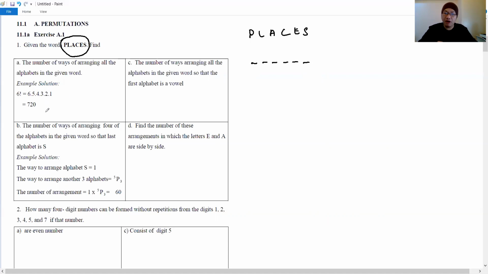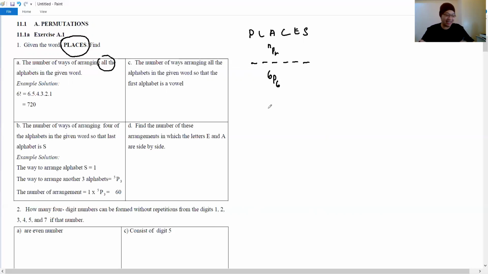Now, if I want to use the formula of NPR, how? The formula is NPR. N stands for the available alphabets we have. We have 6 alphabets here. And then we want to arrange how many letters? We want to arrange all the letters. That means we want to arrange all 6 letters.